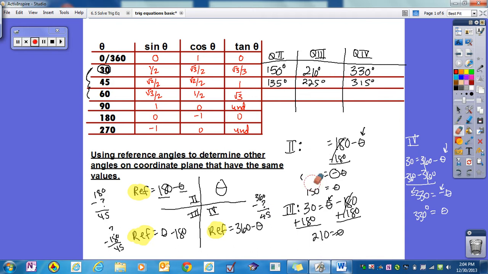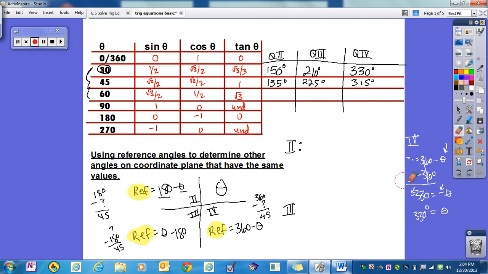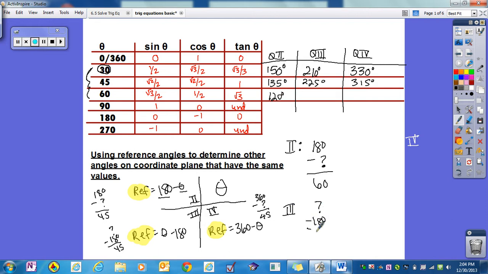Now I'm going to look at the same thing for 60 degrees as my reference angle. So for 60 degrees in the second quadrant, I want to know 180 minus what gives me 60, and that's 120. In quadrant 3, what minus 180 is going to give me 60.